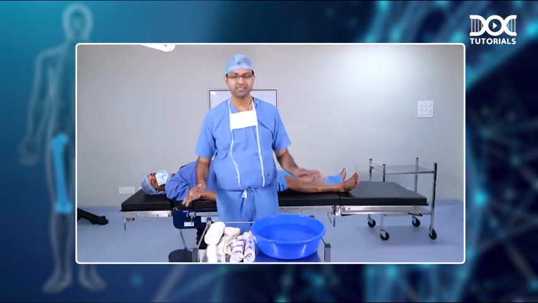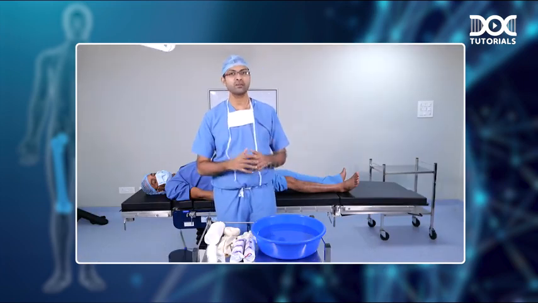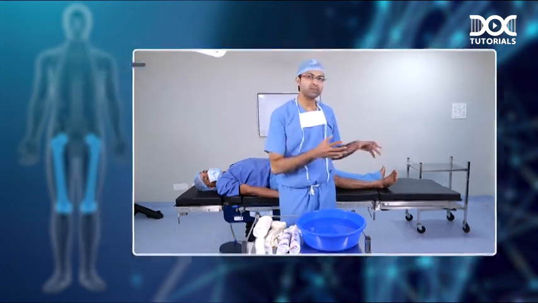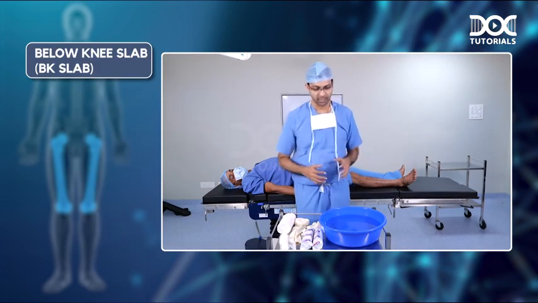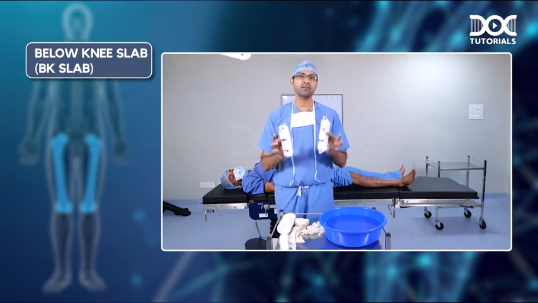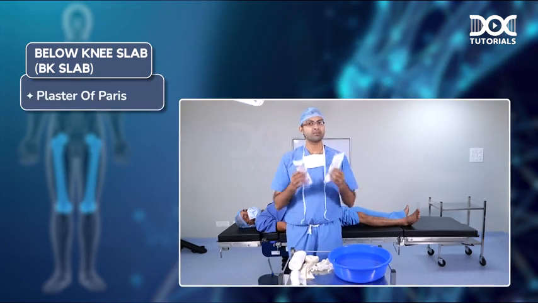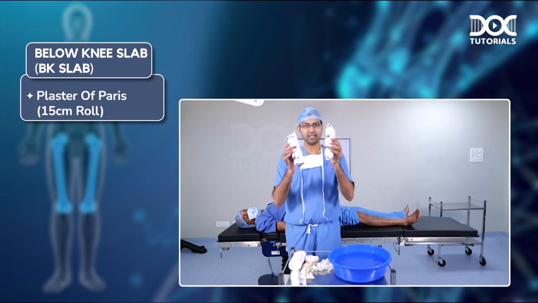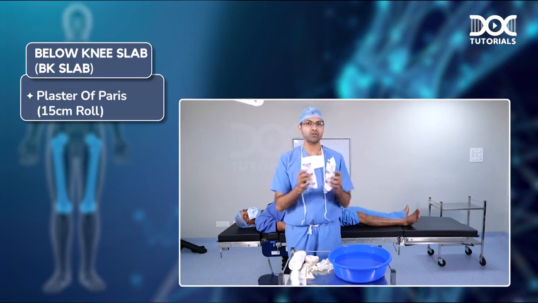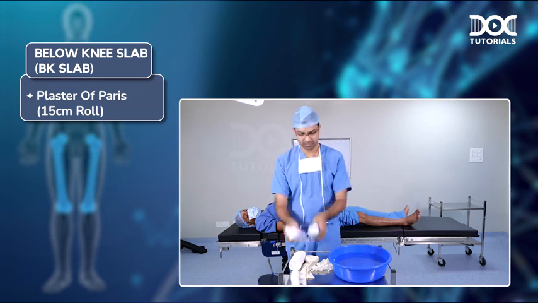Now these are the things that you require for putting a slab. For demonstration purposes, I am putting a below knee slab or a BK slab. First thing that you need is obviously plaster of Paris. Plaster of Paris now comes in rolls like this. You can use a 15 centimeter roll. Usually for below knee slabs, you need 2 such rolls.